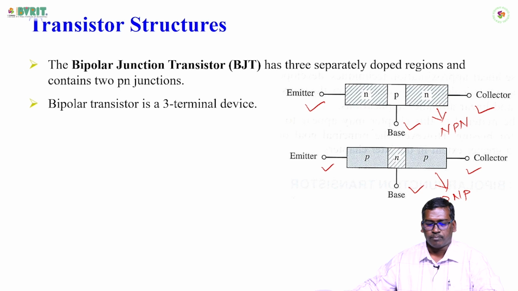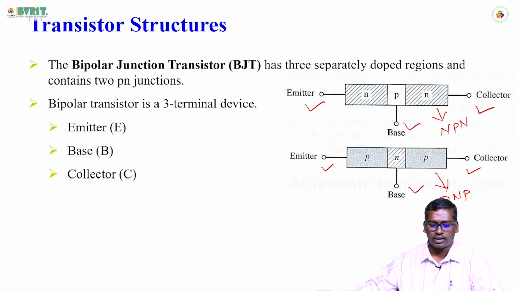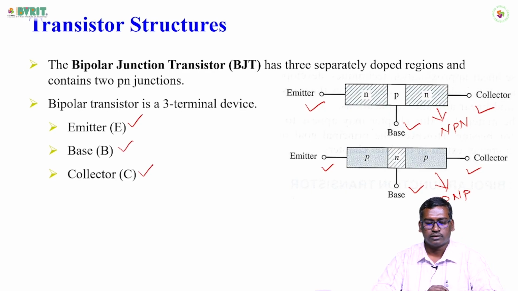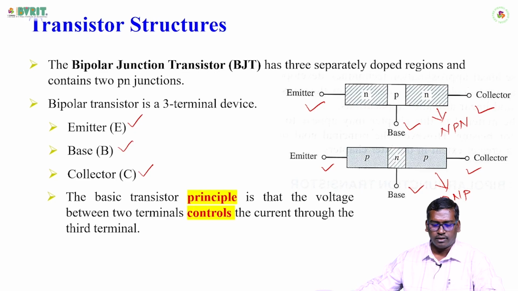As we discussed, the bipolar transistor is a three-terminal device. It has emitter, base, and collector. The emitter is represented as E, the base as B, and the collector as C. We will see what we mean by emitter, base, and collector. The basic transistor principle is that the voltage between two terminals controls the current through the third terminal.